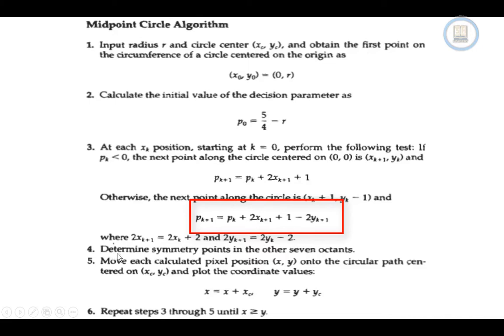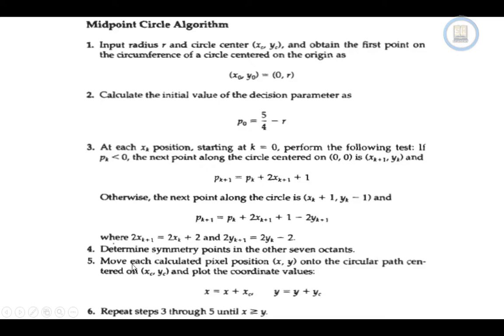The next thing, determine symmetry points in the other 7 octants, because we need to calculate the pixel for the symmetry point for the complete circle. So we have to replicate the pixels we have generated for the first octant 7 times for the remaining 7 octants. The next thing is to move each calculated pixel position (x, y) onto the circular path with the help of the circle center.